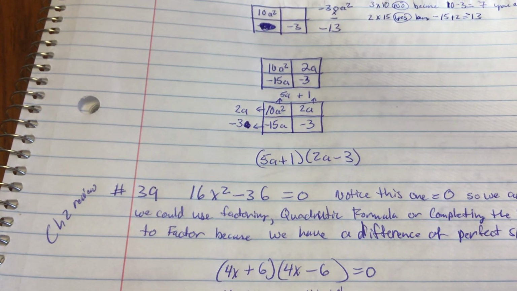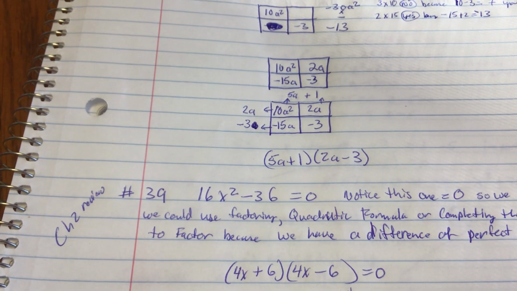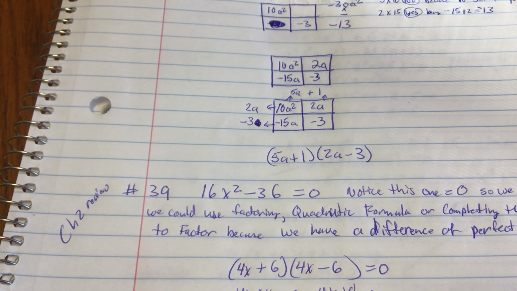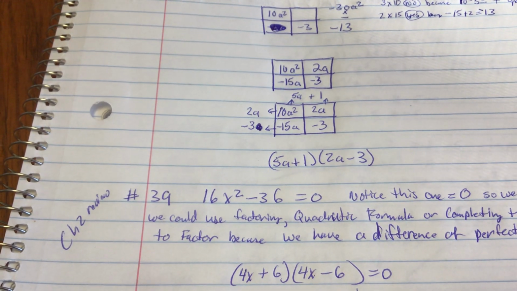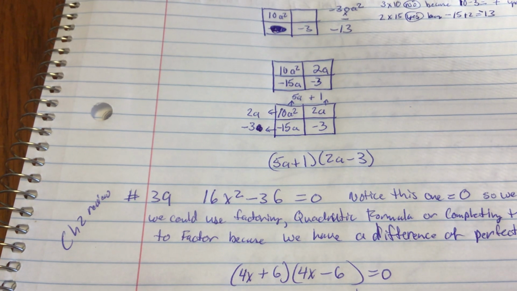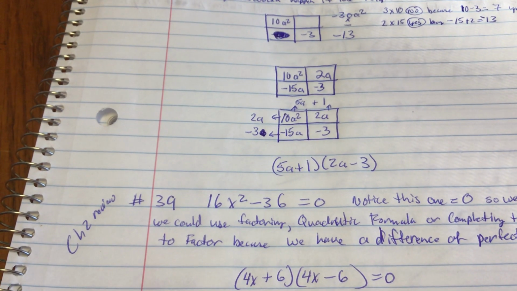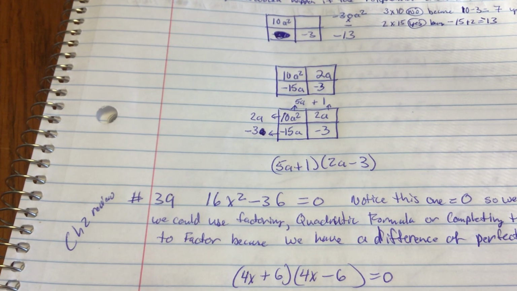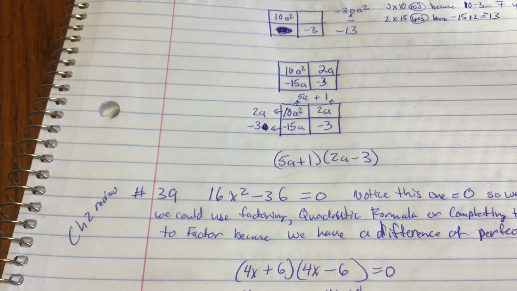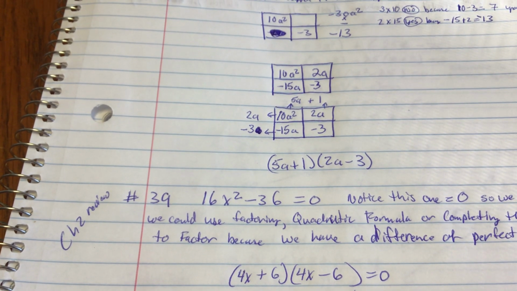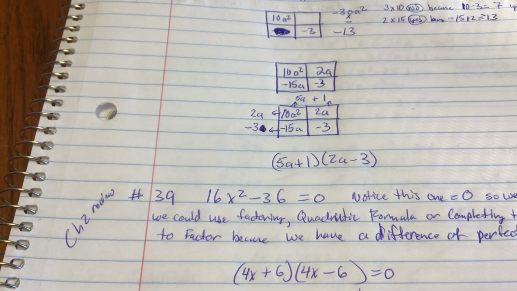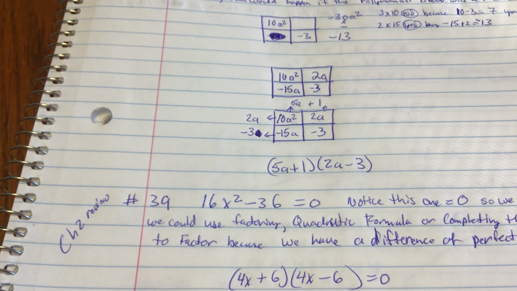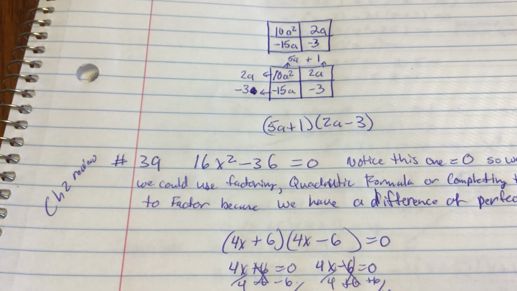So the way I factor that is I end up with the square root of 16x squared, which is 4x, and the square root of 36, which is 6. I just put square root of the first terms in the first spots of two binomials. That's why I have the 4x and the 4x in the first spots of the two binomials. And then I have 6 and 6 in the last spots of the two binomials. It's a difference, so the signs are different. I have 4x plus 6 and 4x minus 6. Again, you could have had 4x minus 6 and 4x plus 6. It wouldn't have mattered. I set each of those factors equal to 0 and solve.